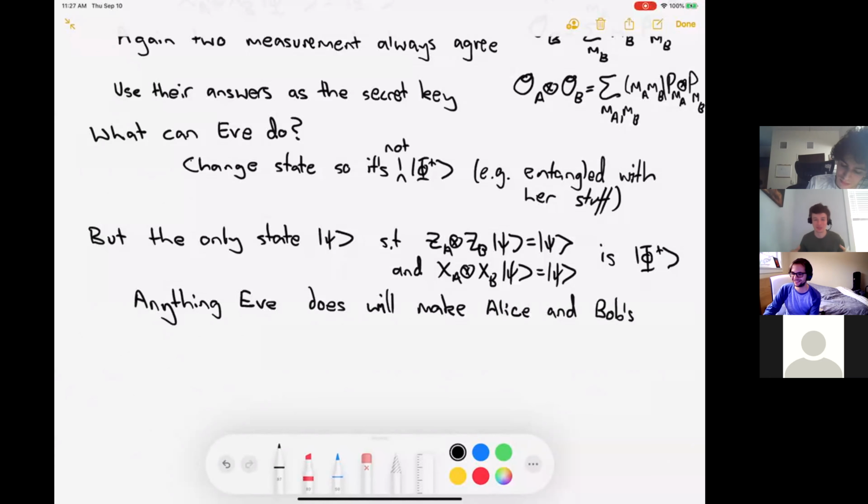Right, so while the state is being shared, she could measure it, which would change the state. She could apply some unitary operator, some unitary that acts on her qubits as well and entangles with her qubits. There's a lot of stuff she could do. But to have an effect, she needs to change the state of Alice and Bob's Bell pair so that it's not phi plus, or at least it's not phi plus tensor whatever she has.